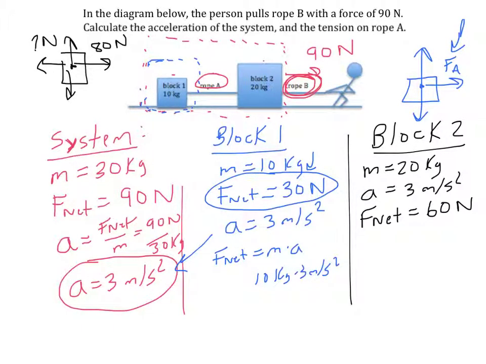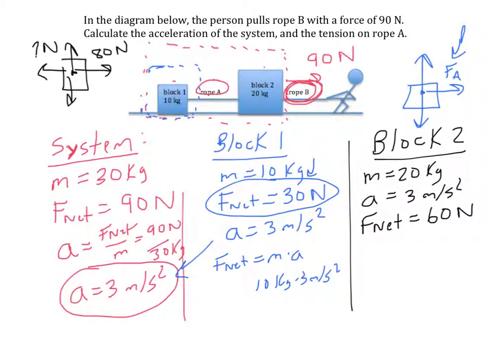Alright, I made a slight mistake here. This should be 90 on this diagram. 90 newtons is the forward force on the block. The net force is 60 newtons on block 2. So if there's 90 newtons accelerating it forward, what is this tension force pulling it back? To make a net force of 60, that's going to have to be 30 newtons. So hey, how about that? The tension in rope A, we once again showed, was 30 newtons. They're the same answer, which we expect.